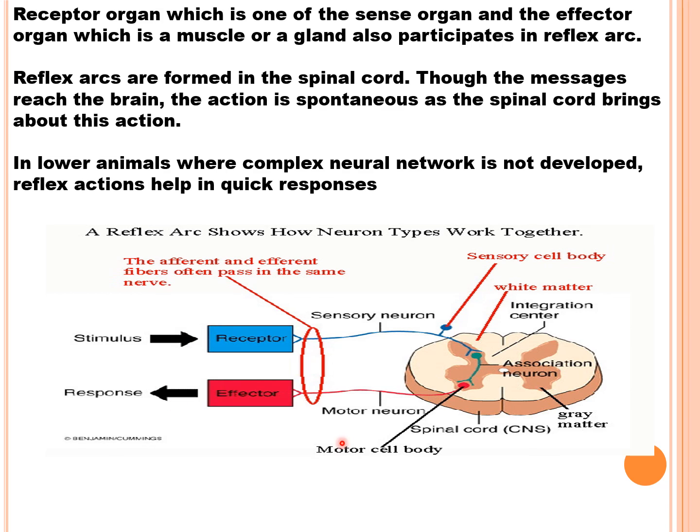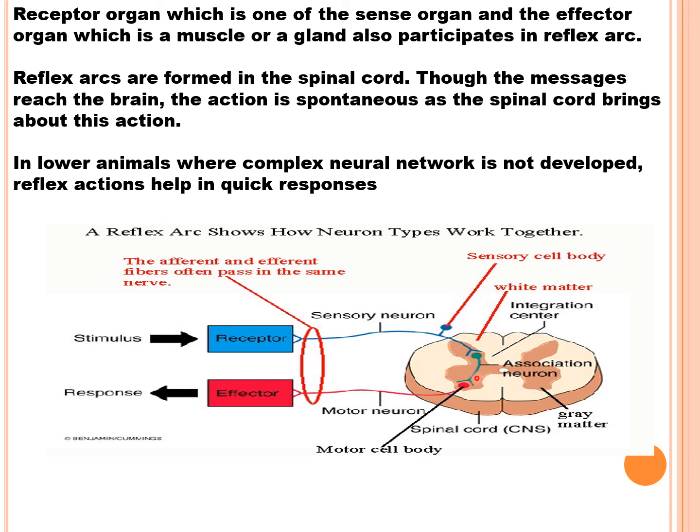Now let us see what is the pathway of the natural reflexes. The sensory receptor picks up the information from the surrounding in the form of an external stimulus. This stimulus is carried by the sensory neuron to the gray matter of the spinal cord. The spinal cord interprets the message. The message is then carried by the association neuron or the relay neuron.